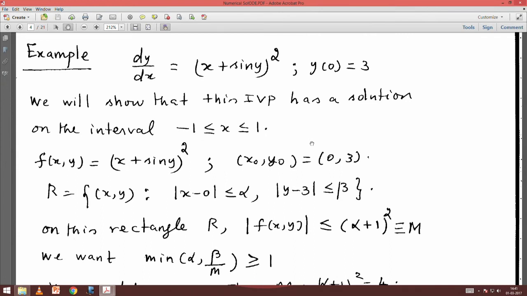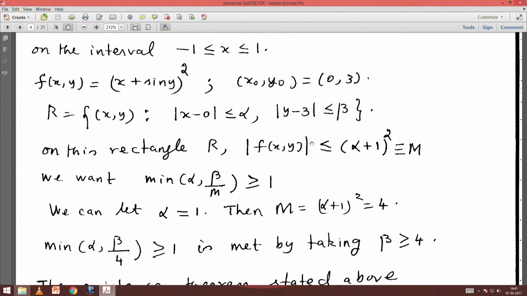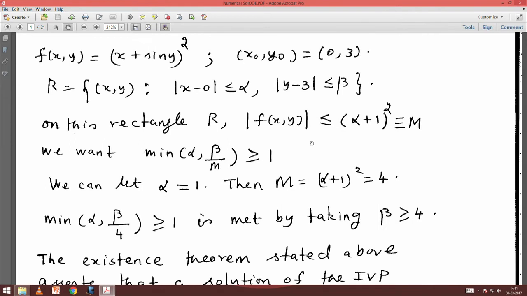So, what is f? f is (x plus sin y) the whole square. What is x naught, y naught? 0 comma 3. And what is the rectangle? Mod x minus x naught, so mod x minus 0 less than or equal to some alpha, and mod y minus y naught, that is mod y minus 3, is less than or equal to beta. That is the rectangle having center at 0 comma 3.